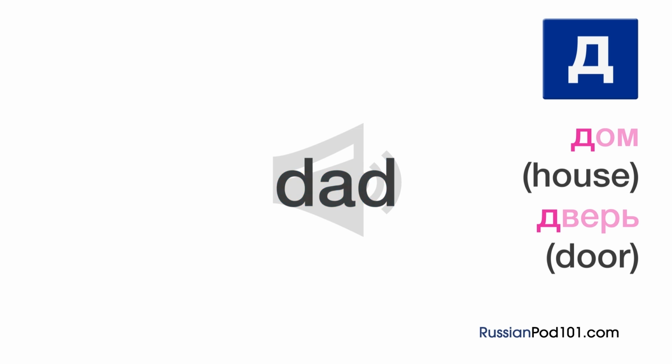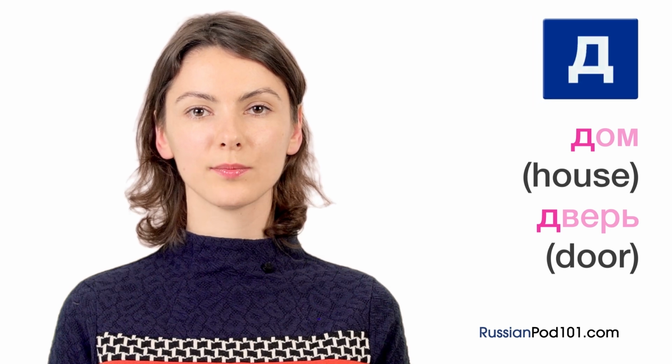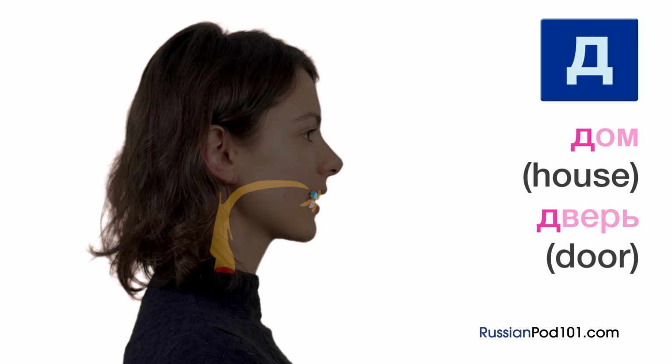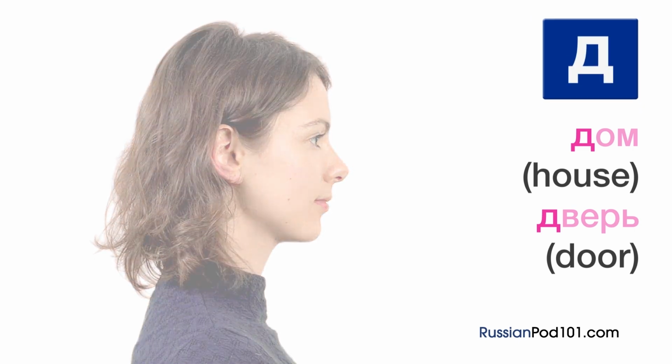Stress this consonant more than you would in English by flattening the tip and the blade of your tongue behind the back of your teeth. Д, Д, Д, Д. And here's the soft version.